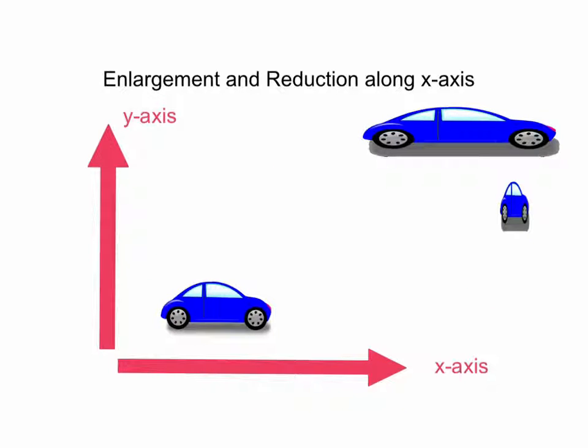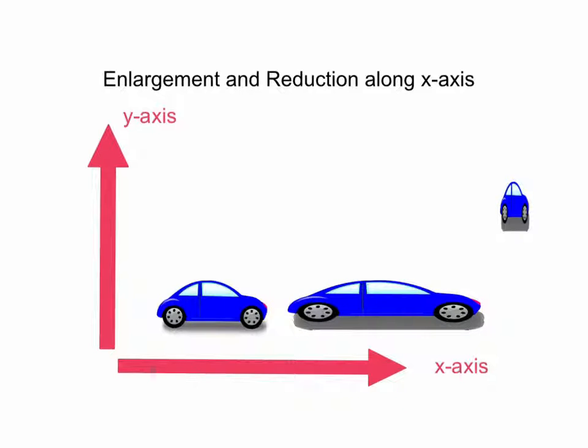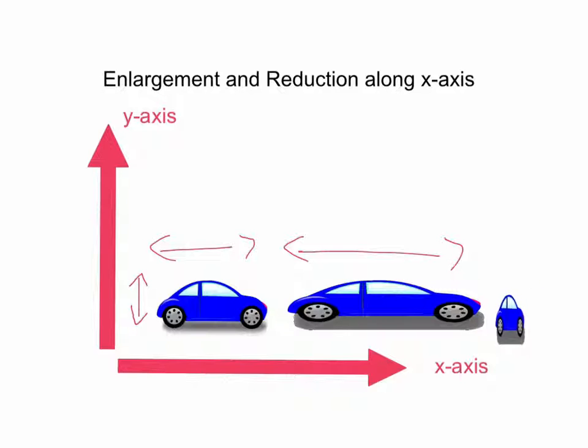The second one is enlargement and reduction along x-axis. And also take this normal car as an example. I can enlarge this one along x-axis, so it will become like this. You can easily tell that this one is longer than the original one, but they have the same height. Apart from enlargement, of course, I can reduce it along the x-axis. Okay, you can see that all these 3 cars have same height, but their length is different.